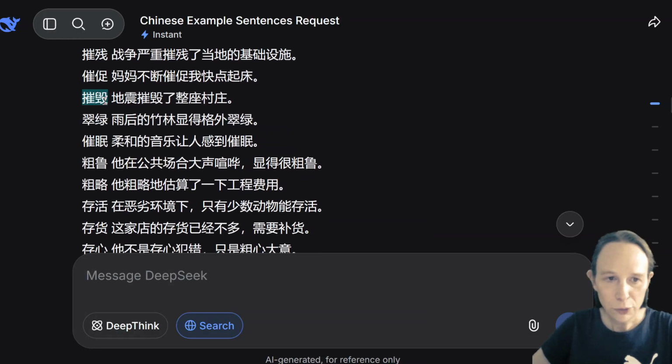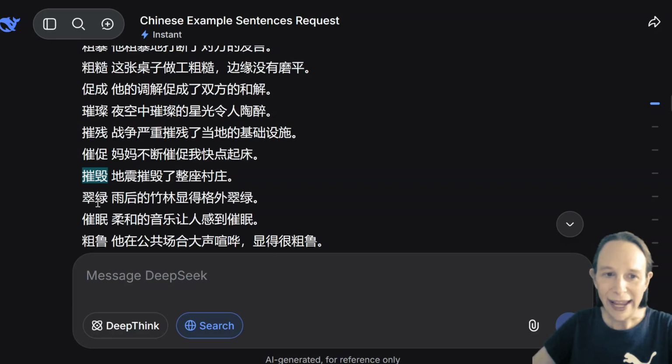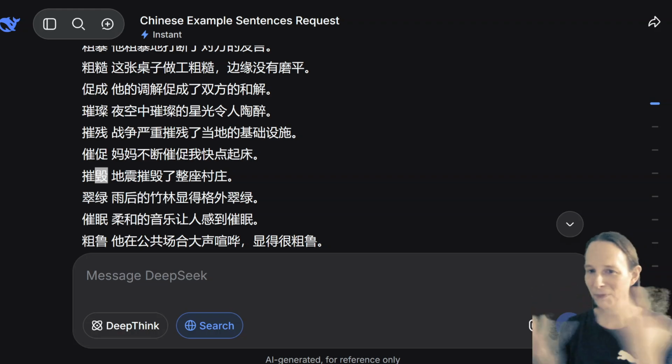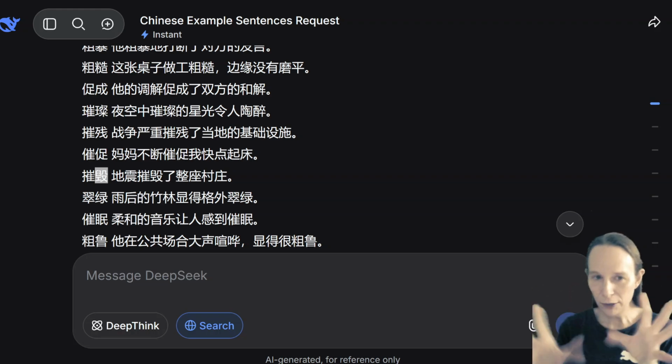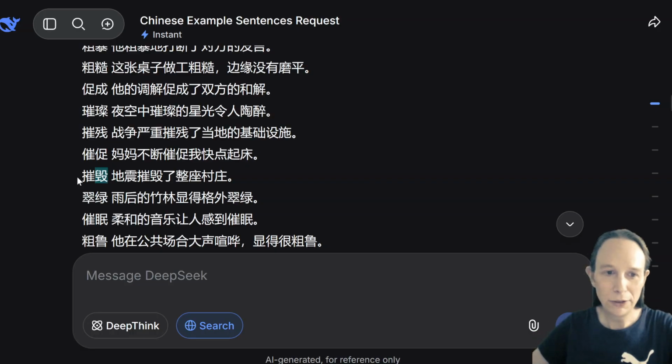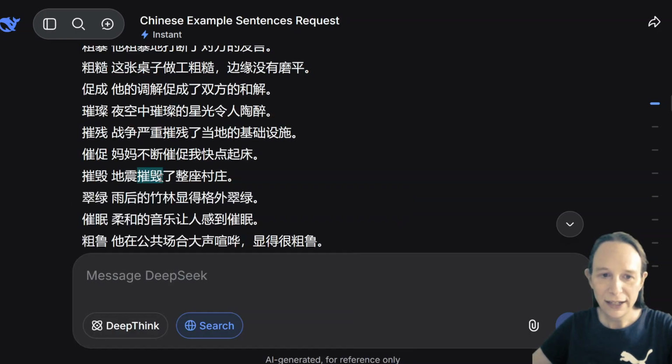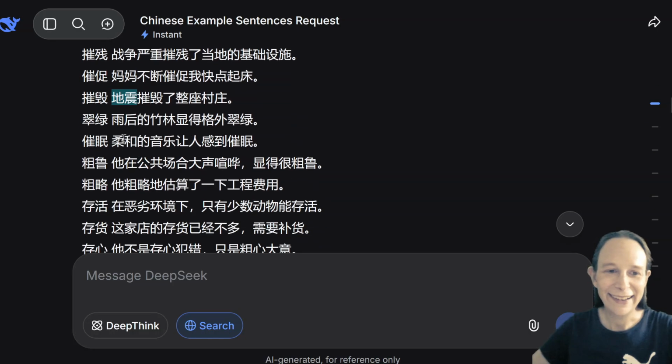All right. 摧残, no, sorry, 摧毁. 毁 is used for words that pertain to destroying things. So we saw 摧残 earlier, like ravage the country. 摧毁, I think it's very similar, right? Destroy, wreck. 地震摧毁了整座村庄. So the earthquake destroyed the village. I'm laughing. It's not funny, but it's funny because it's not real.